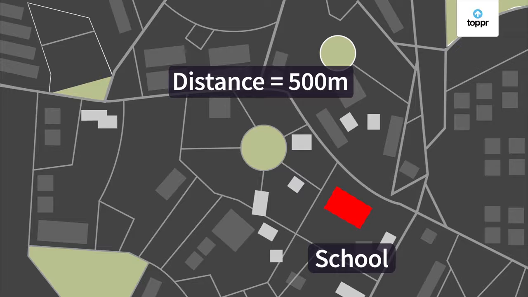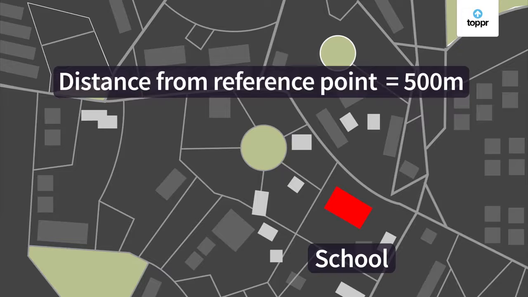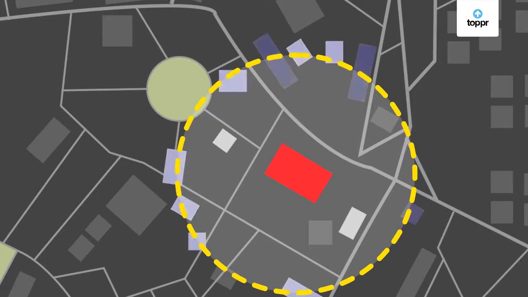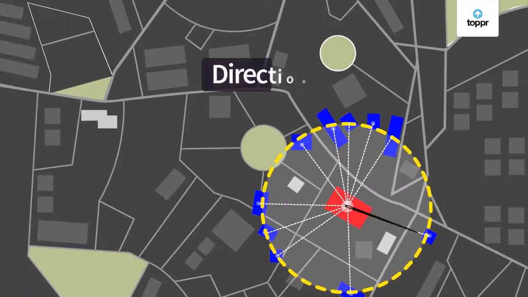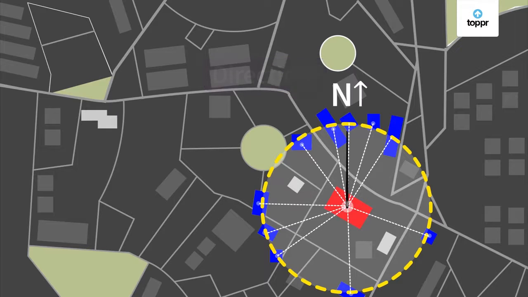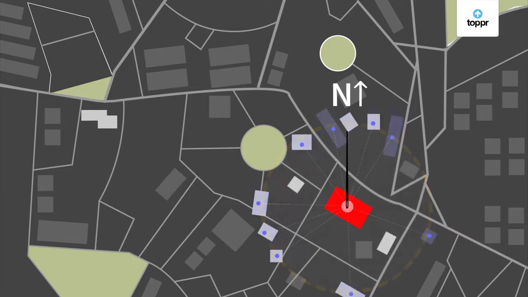Great! Now you have some more information. You have the distance from the reference point. But wait, there are many locations which are 500 meters away from your school. You still need some more information to reach the exact location. And that information is a sense of direction. Which direction? You ask your friend. North, he tells you. So when you get the information that your friend's house is 500 meters away from your school in the north direction, you know the exact location of his house.